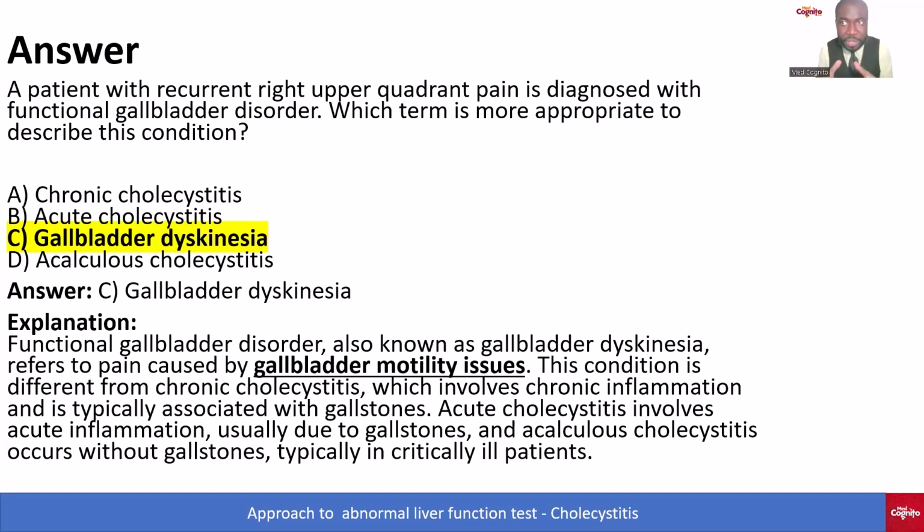So what we do at MedCognito is, even when you are dealing with a question, we also use the question as a teaching point. And that is what you see in the mocks that are in your portal right now. Every question comes with an explanation, and the explanation is a teaching point as well. Okay, so this condition is different from chronic cholecystitis, which involves chronic inflammation and is typically associated with gallstones. Acute cholecystitis involves acute inflammation, usually due to gallstones. And if the patient had acute cholecystitis, you might have been told the patient has a fever, the patient has leukocytosis, but this one did not say anything like that.